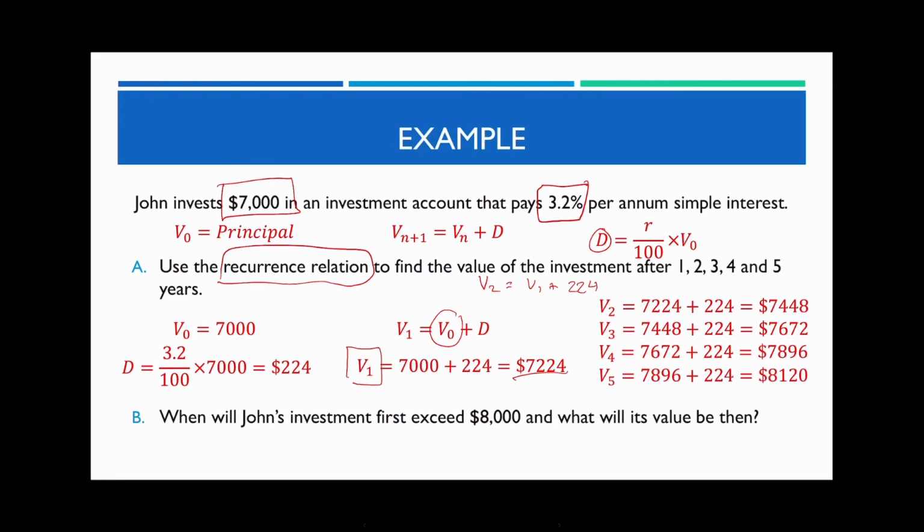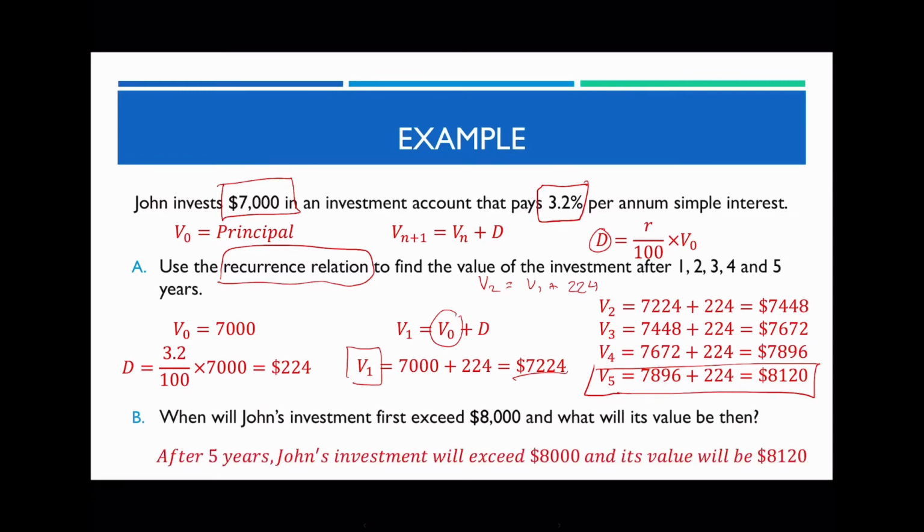And lastly, for part B of this example, it says, when will John's investment first exceed $8,000 and what will its value be then? Now, based on your answer in part A, we can easily see that after 5 years, you'll earn an amount that exceeds 8,000. So the way that I'd answer is, after 5 years, John's investment will exceed $8,000 and its value will now be equal to $8,120. So after this example, I'm pretty confident that you guys should be able to tackle any questions that ask you to model simple interest problems using recursive relations.